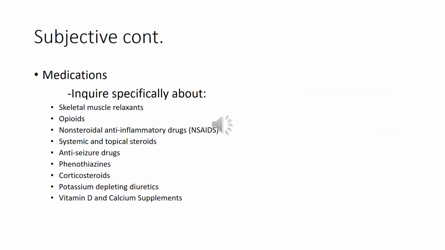You want to get a detailed list of their medications. Inquire especially about skeletal muscle relaxants like Flexeril, opioids that they take, some non-steroidal anti-inflammatory drugs such as ibuprofen or Celebrex, any systemic and topical steroids that they may use, any anti-seizure drugs, phenothiazines, corticosteroids, especially corticosteroids, as steroids can place them at increased risk of developing osteoporosis.